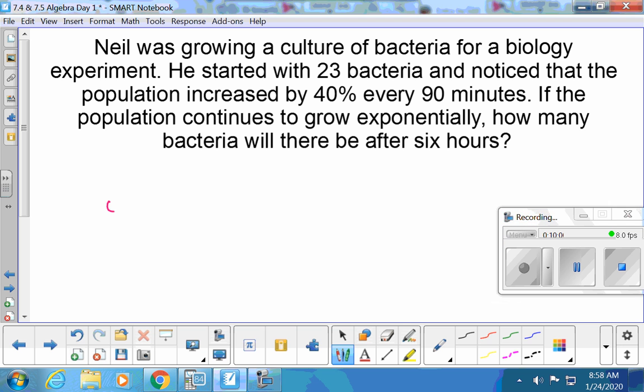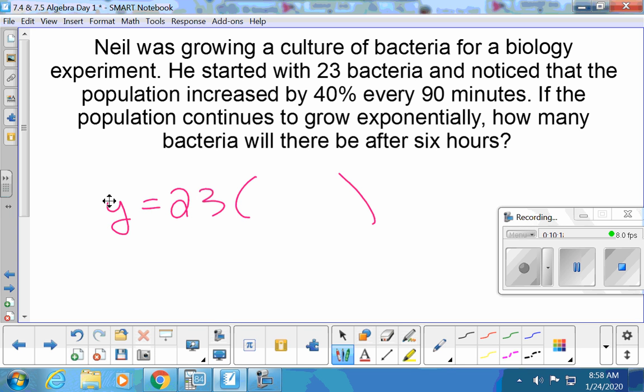We gotta do some thinking. The starting amount's easy. That's your A value, 23. Yep. Now here's where it gets hard. Let's think about this growth factor. We're increasing 40%. So I can't make a 0.40 be my growth factor. That's called shrinking. What do you think it would be?